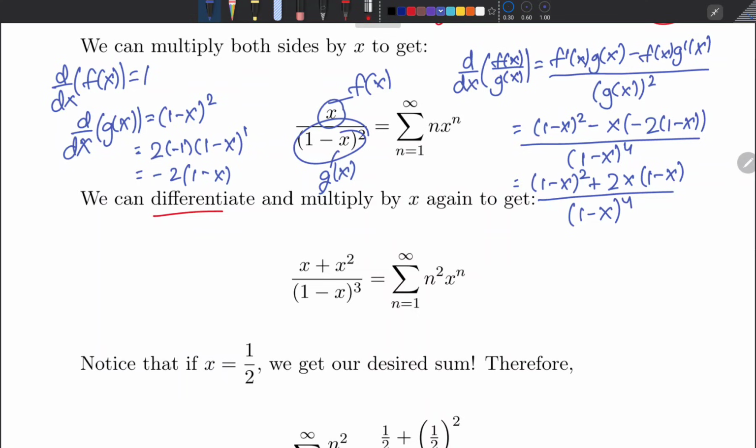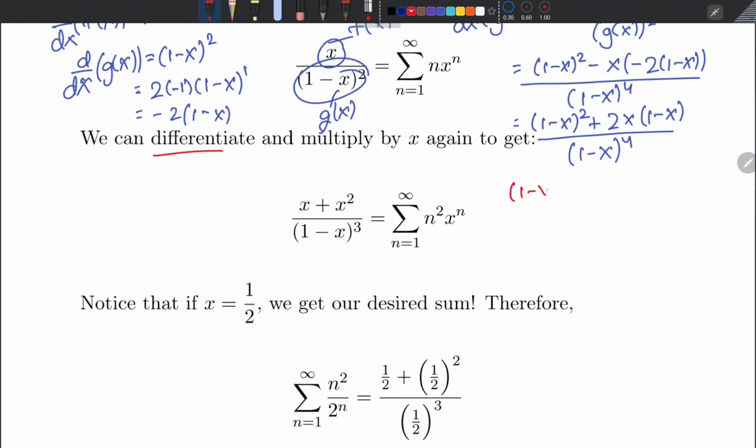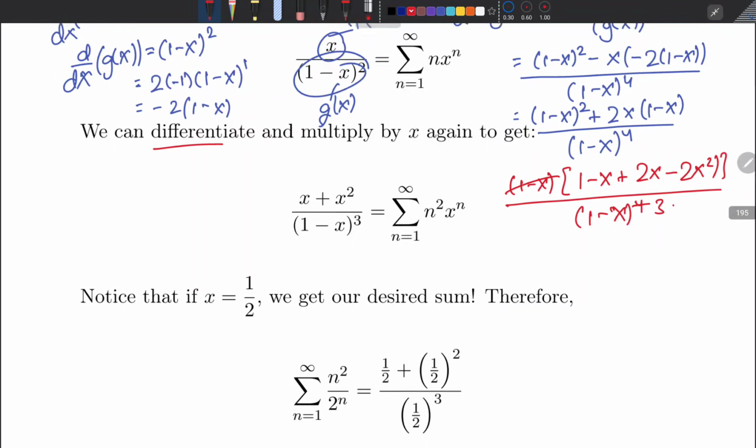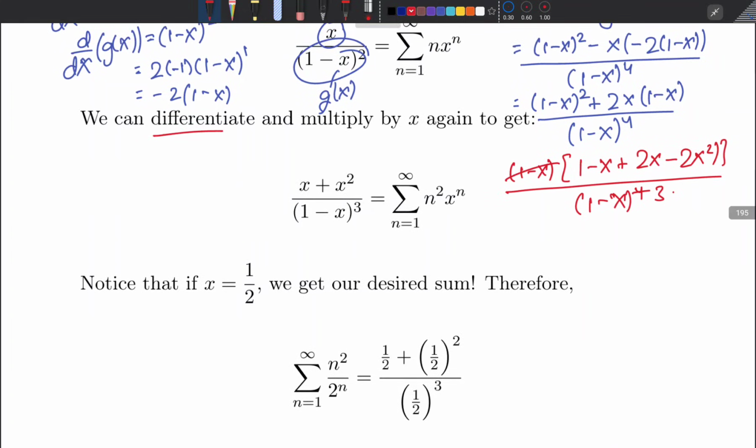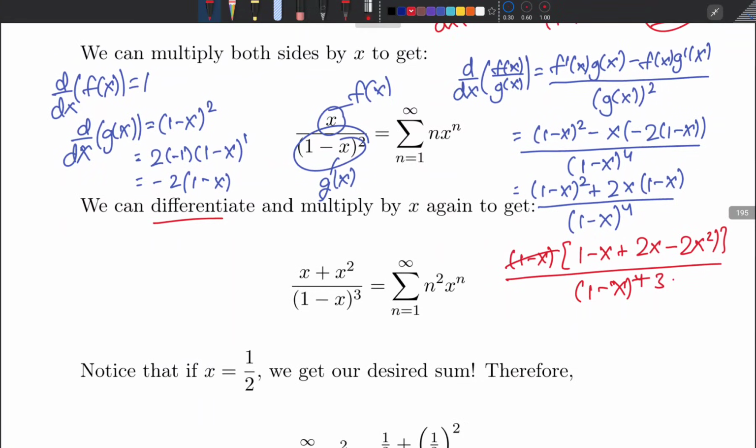Basically we can factor out 1 minus x from the numerator. So that's going to give us 1 minus x plus 2x minus 2x squared, right? And we have 1 minus x to the 4th, so we just got rid of these and we would be having a cubed. And on the top, wait a second, what am I having over there? I shouldn't be having that. 1 minus x, and we have 2x minus 2x squared. So basically, wait, why am I having 1 there?